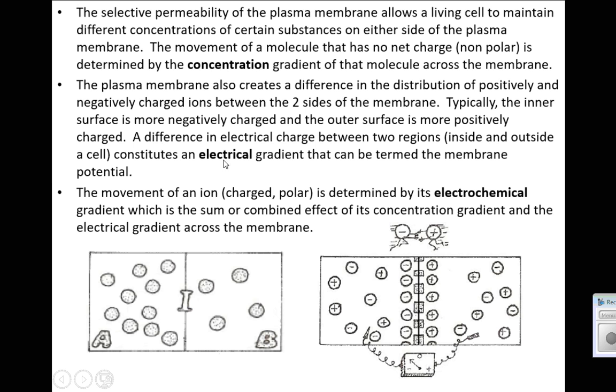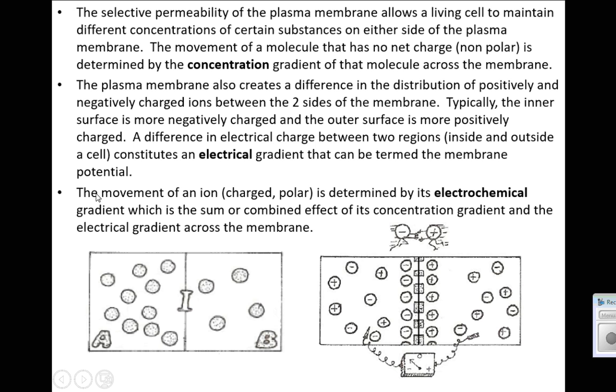Okay? This difference in electrical charge between the two regions, inside and outside the cell, constitutes its electrical gradient, which we term its membrane potential. Okay? And for most cells, their resting membrane potential is around negative 60. Some means they have a negative 60 charge. We'll talk about membrane potentials more in the next slide.